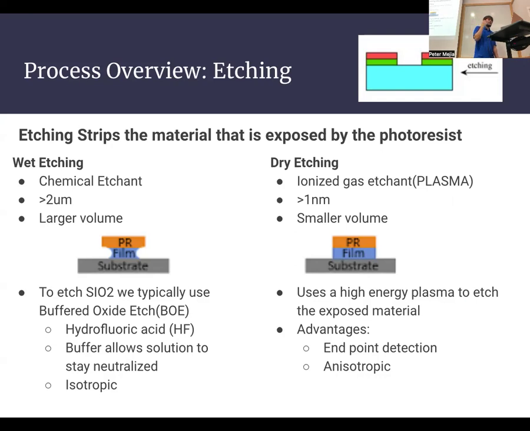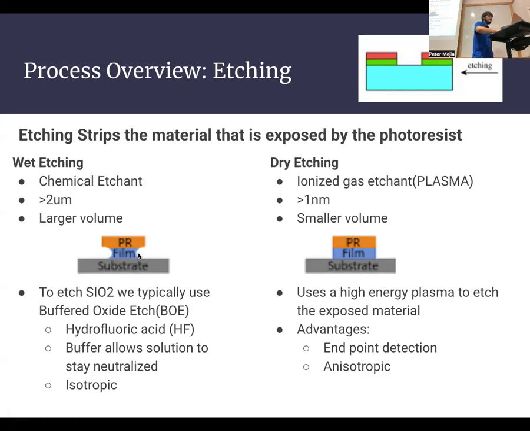So we're going to use it to etch, and you're going to put it in this little, what is that called again? The fume hood, or just the hood in general. And so you're going to etch away your material that is exposed by the photoresist.